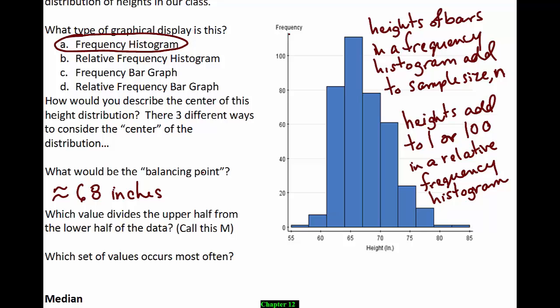Another thing we want to think about is the value that divides the upper half from the lower half of the data. We're going to call this M. Now this is really difficult to tell from a histogram because we don't have the actual data values. A stem plot would make it possible to do that since we have the actual data values. A histogram doesn't, since we bin together several heights in each category. So how are we going to determine this middle value? Well, we really can't from this picture, but the point was to get you thinking about what the middle value is. That is the height that has half of the people below it and half above it. So it's somewhere between 65 and 70 inches.